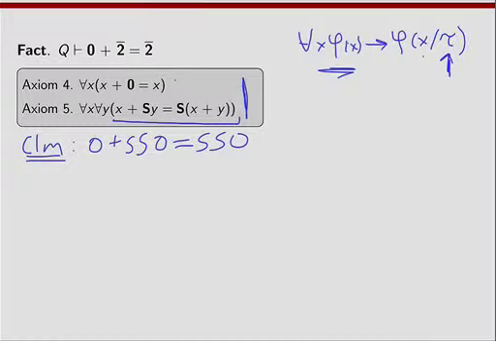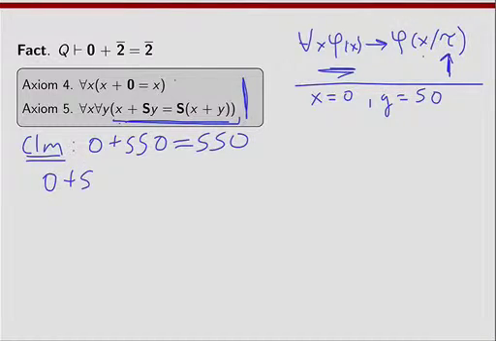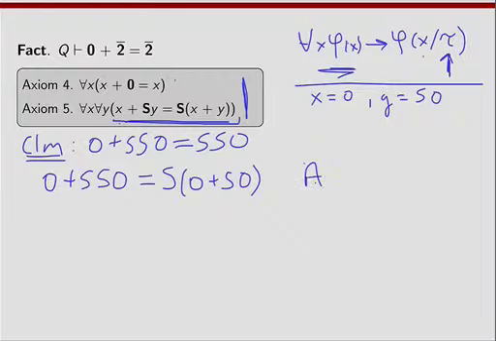Okay, so just look at axiom 5 and take an instance of it. Let x be 0 and y be s of 0. If you plug those values in for x and y, we get 0 plus successor of 0 is equal to successor of 0 plus successor of 0. So this is an instance of axiom 5.